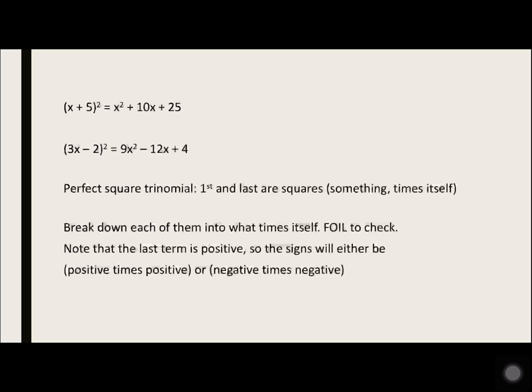So let's look at both of those. Those are the same problems. Each of those is called a perfect square trinomial. It's a trinomial because it's 3 terms. And the first thing and the last thing are both squares. Something times itself. X squared is x times x. The 25 is 5 times 5. In the second one, 9x squared is 3x times 3x, and 4 is 2 times 2. So break down each of them into what times itself, and then FOIL to check. Note that the last term is positive, so the signs will either be positive times positive or negative times negative.